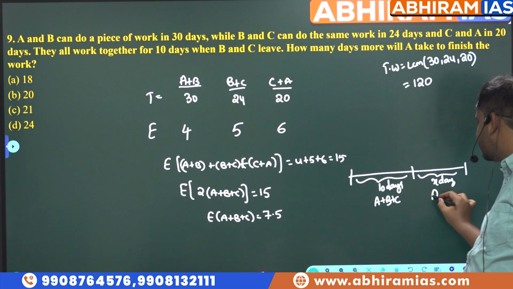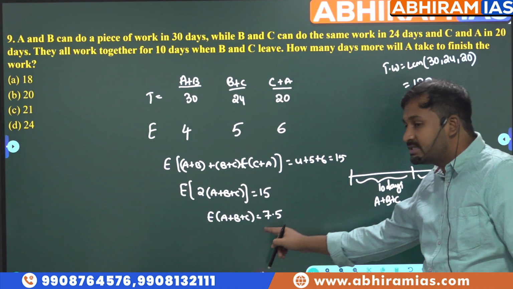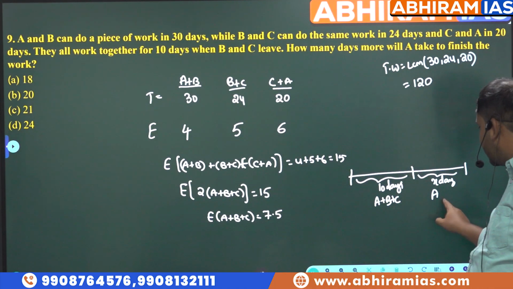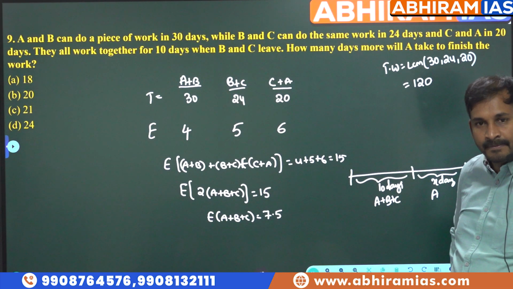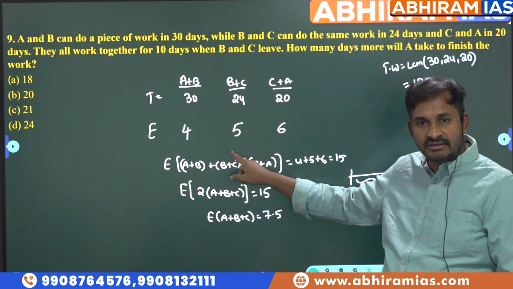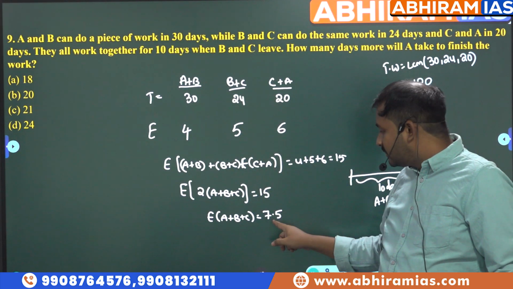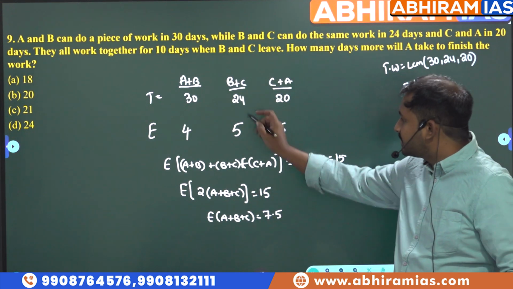And this X days was worked by whom? A alone. We have the combined efficiency 7.5. But later I should know the efficiency of A, right? How can I get efficiency of A? Efficiency of A ఎట్లా వస్తుంది అమ్మా ఒకసారి చూడండి. B and C combined efficiency ఎంత? 5. So then A efficiency will become 2.5.